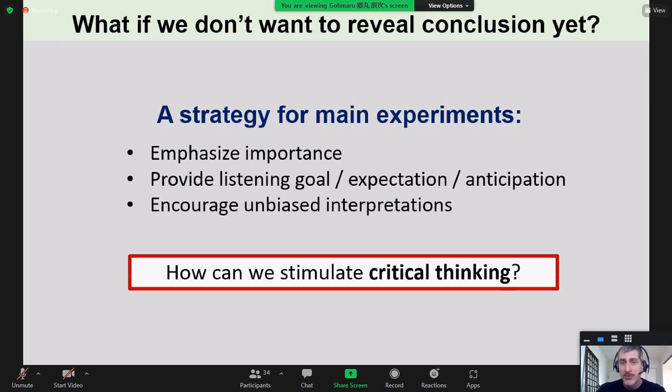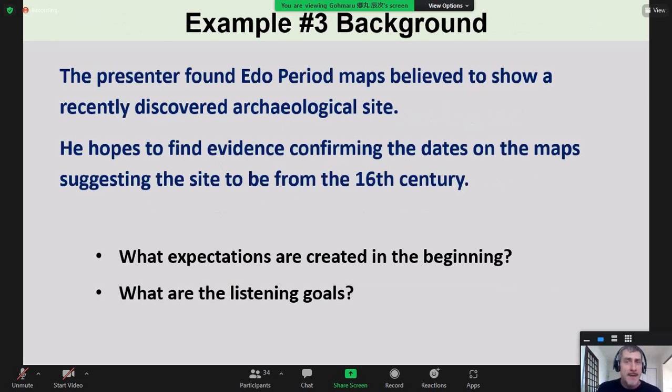So I'm going to show you a third example that's slightly different, and I would like to see if you can pinpoint what the strategy is in the second version for this example. Okay, it's slightly different. It's not the full conclusion. So, background again for this. This is an archaeology example, kokogaku. The presenter found some Edo period maps, and they believe that these maps correspond to a recently discovered archaeological site. So he hopes to find evidence.